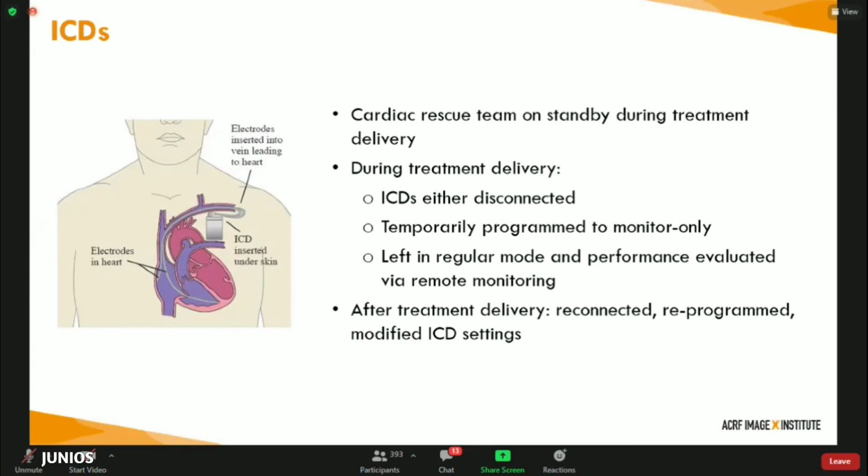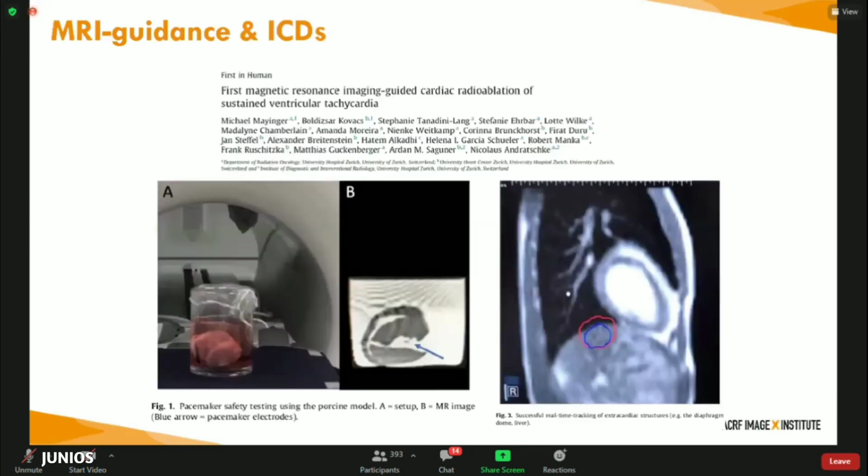This was partially because the patients were often very unwell and partially because most patients had ICDs and these were often disconnected or temporarily programmed to monitor only during treatment delivery. ICDs also challenge MR compatibility and cause artifacts that can disrupt MR guidance.